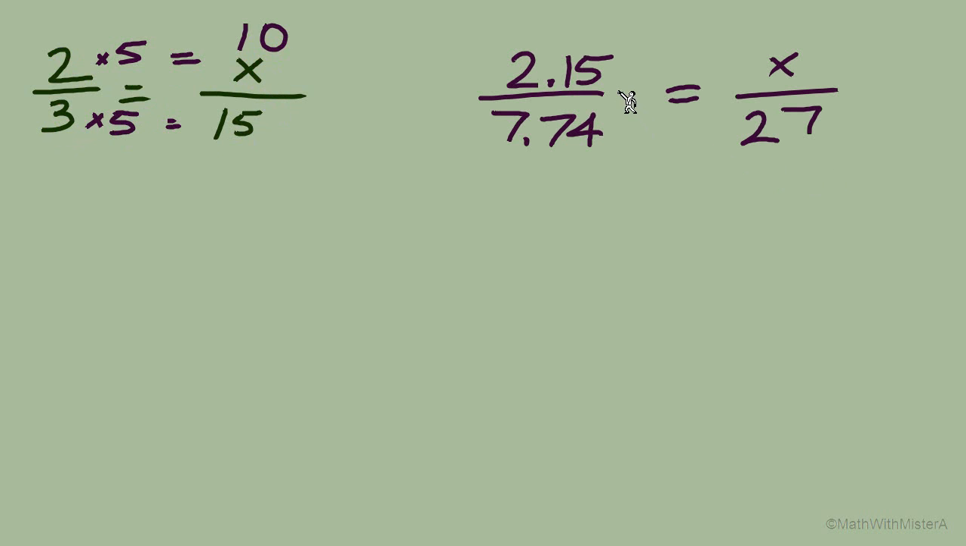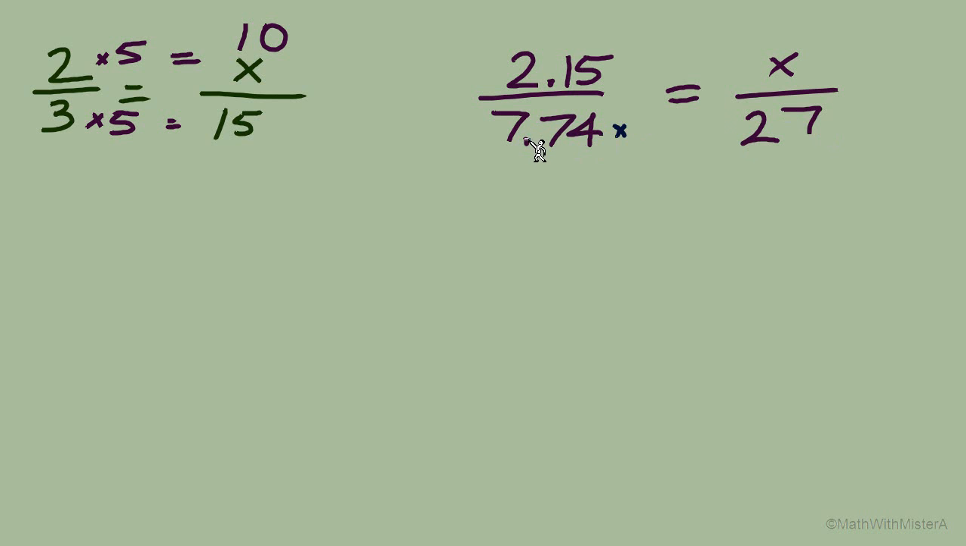Like in this example, 2.15 over 7.74 equals what number over 27? It's not clear what do we multiply to get from 7.74 over to 27. If we can spot how we get from one denominator to the other, we'll know exactly what we need to do to the numerators. But remember what we know about opposite operations. We don't know what we're multiplying by to go from 7.74 to 27, so we'll do the opposite.